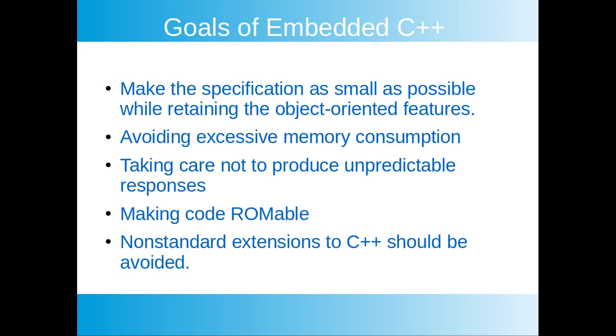The third goal of embedded C++ is taking care not to produce unpredictable responses. The fourth one is making the code ROMable. Here it means that the machine code generated by the compiler should be small so that it can be burned into our ROM. And the last goal of embedded C++ is that non-standard extensions to C++ should be avoided.